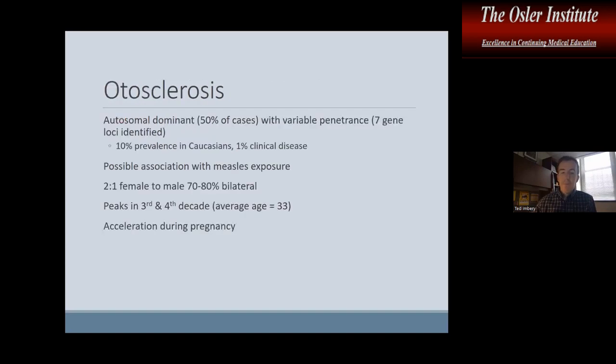So otosclerosis is autosomal dominant in about half the cases, and there's variable penetrance. There's numerous gene loci that have been identified. The prevalence in Caucasians is about 10%. 1% of those will have clinical disease. There's been some research suggesting a possible association with measles exposure. It tends to be more common in females than males, and a majority of them will eventually be bilateral in nature, usually presenting or peaking in the third and fourth decade of life. There's some thought that it may be accelerated during pregnancy.